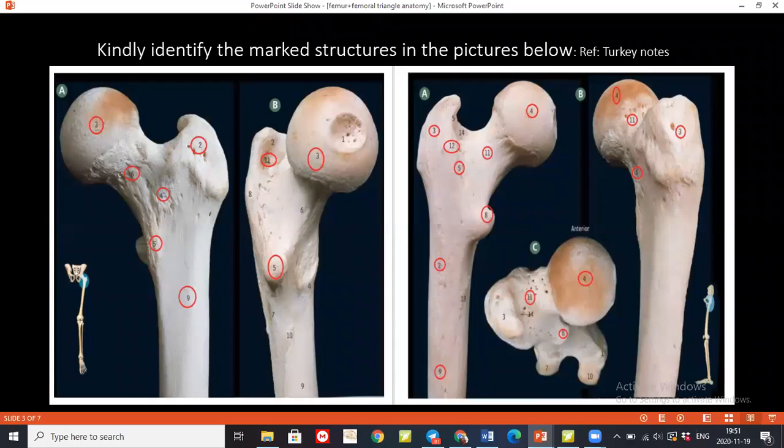11, and then I want you to tell me number 4. Hello, ma'am. 2 and 9. 9 is the shaft of the femur, ma'am. And 2 is the upper end of the linea aspera, ma'am. Gluteal tuberosity, it says. Okay, and in picture B, this 4.